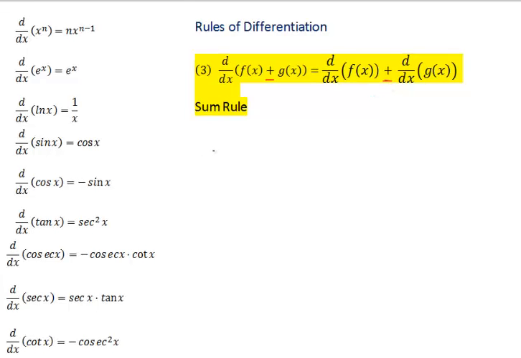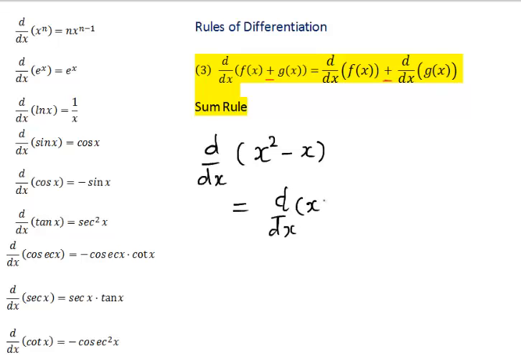For example, if we have to differentiate d by dx of, let's say, x square minus sin x, then we can apply the sum rule here and use the lower minus sign. So differentiation of x square minus sin x would be differentiation of x square minus differentiation of sin x.